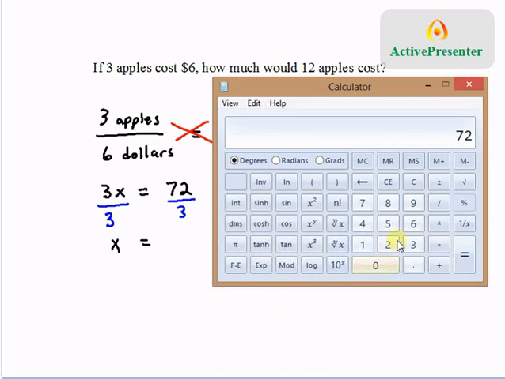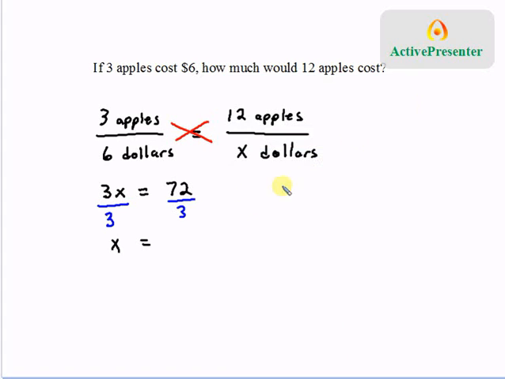What is 72 divided by 3? We could do it in our head, but we'll go ahead and calculate it. 72 divided by 3 is 24. So my answer is if 3 apples costs $6, then 12 apples would cost $24.